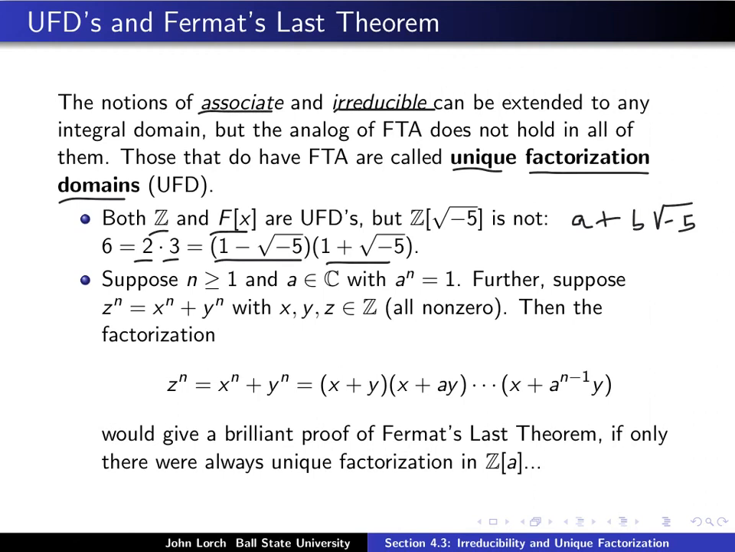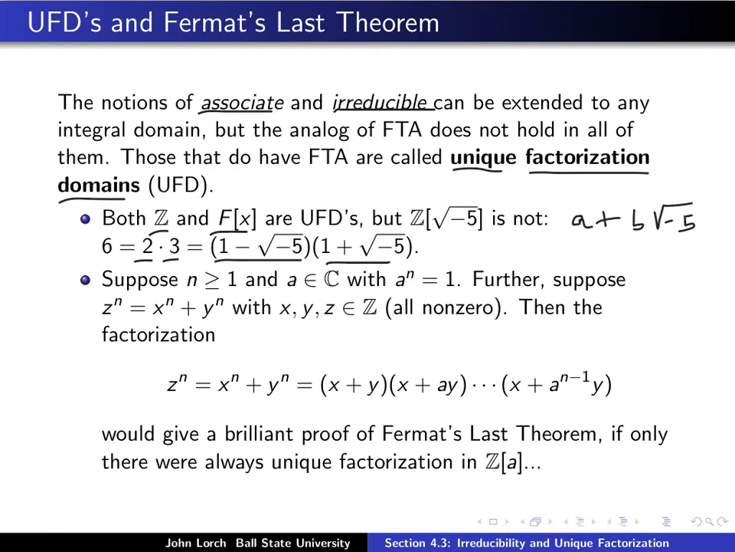Now, one thing that helps the integers and the polynomials to be UFDs is that both of those rings have a division algorithm. Now, any domain that has an analog of the division algorithm is called a Euclidean domain. And there's a theorem in algebra that says any Euclidean domain is automatically a unique factorization domain. So unique factorization can be a powerful tool for proving certain things.